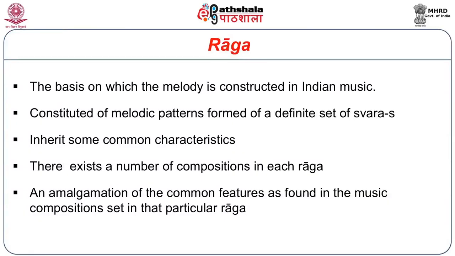Just imagine this way. There is a team, and all the team members will have some definite set of common characteristics, and that team differs from the other team, and the members of that team will have some set of general characteristics. For example, for a raga with the name Mohana, you have n number of compositions, and all the compositions will follow some set of common characteristic features, and those features determine and identify and give the picture of that raga. So it can be said that an amalgamation of the common features found in the music compositions available in that raga gives the lakshana or characteristics of that raga.